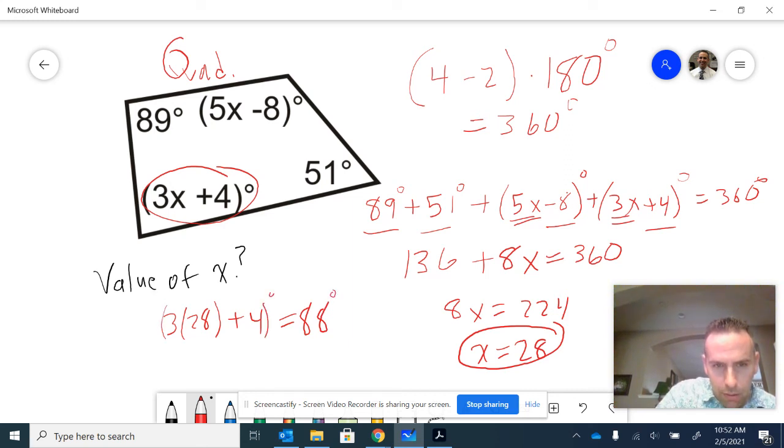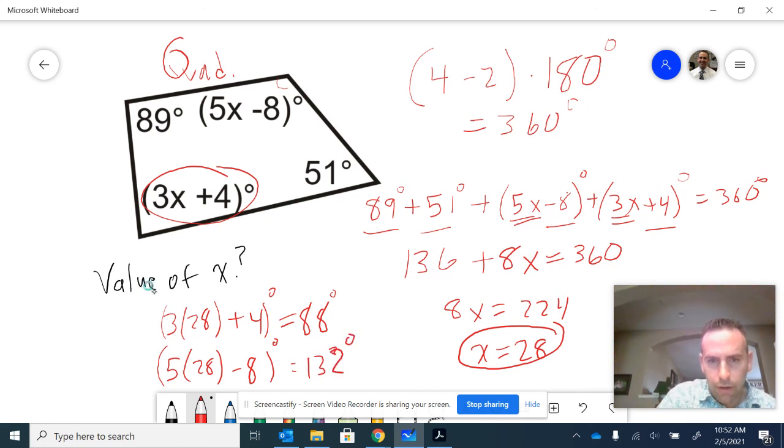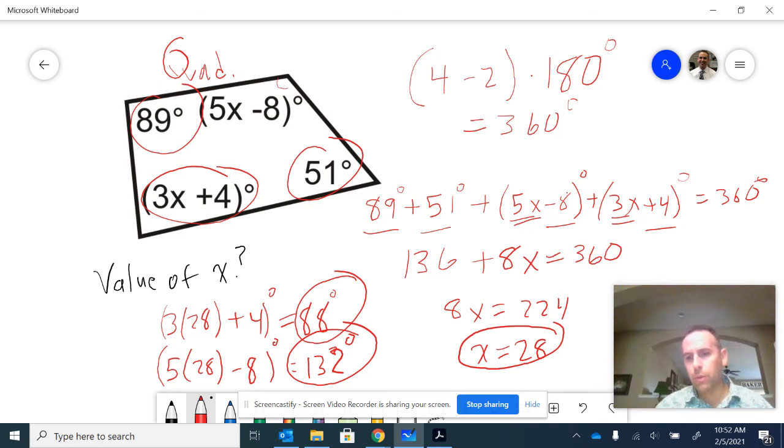Remember, this is in degrees. The second angle in question up there, we have 5 times 28 minus 8 degrees. And so on my calculator, 28 times 5, 140, take away 8, I have 132 degrees. Okay, if you wanted to verify that, you could add up that angle and the 2 original angles and make sure that it's 360.